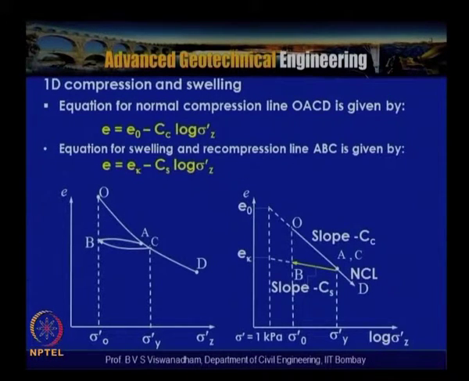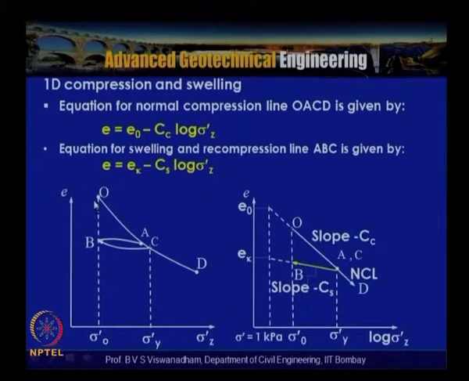Now, this is further indicated whereas the equation for normal compression line OACD is given by e is equal to e naught minus Cc into log sigma dash z. Here you can see that e versus sigma dash z for the consolidation compression is actually shown, and this is for the one dimensional compression and the swelling.